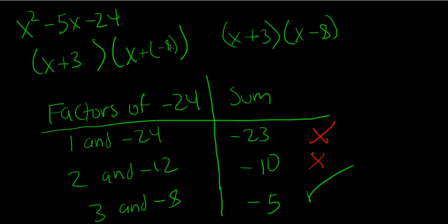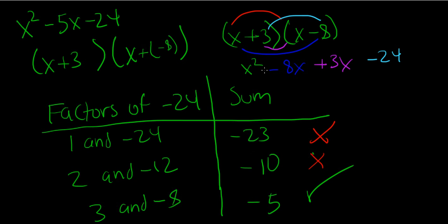And if we want to check this equation, we can use FOIL and multiply the numbers back out in order to see how it generates that top equation of x squared minus 5x minus 24. So let's go ahead and do x times x, which is x squared. Then x times negative 8, which is negative 8x. Then we're going to do 3 times x, which is plus 3x. And then 3 times negative 8, which is negative 24. And if we go ahead and simplify the middle, we would end up with x squared minus 5x minus 24, which was our original equation.